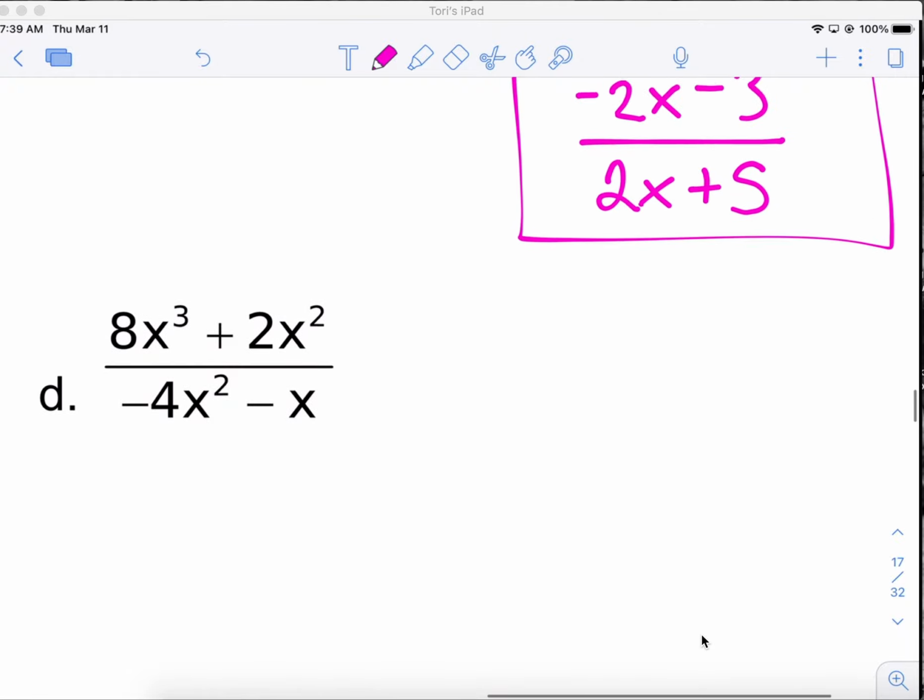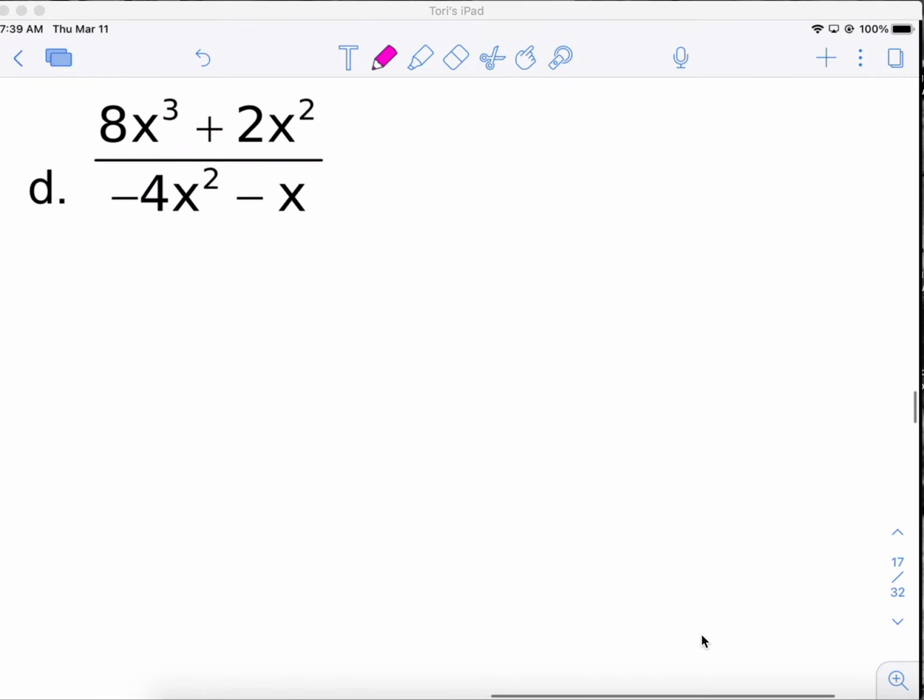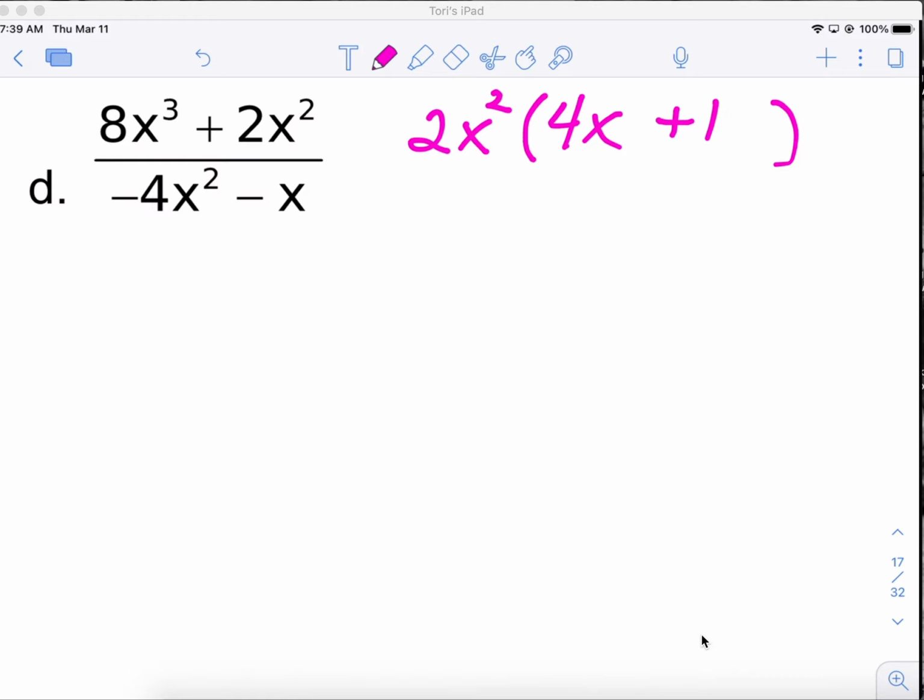D, I'm looking at this. There's only 2 pieces. So I'm looking. I notice there's a GCF in the top. Both of those pieces can be divided by a 2. Both of those pieces have an x, and both of them can give an x squared. So if I pull 2x squared out of that, I still have a 4x, and I still have a plus 1. So that's my top row.